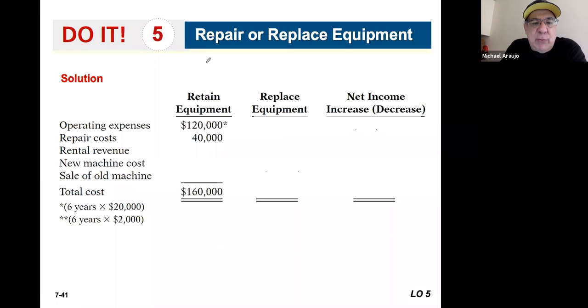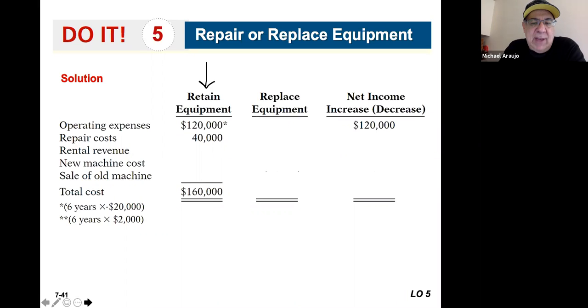All right. So if they retain the lift, well, the operating expenses are going to be $20,000 per year. And again, it has a 6-year life. So operating expenses of $120,000, that's how that number gets there. They're going to need to repair it for $40,000. So right now they're looking at $160,000 just to keep the old lift as is, over the cost of its life.